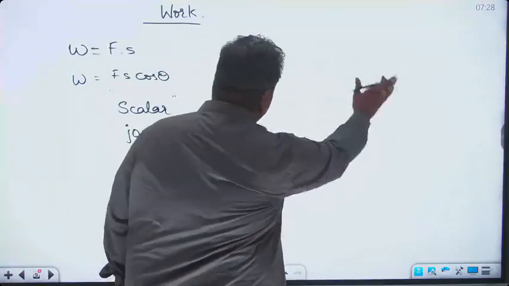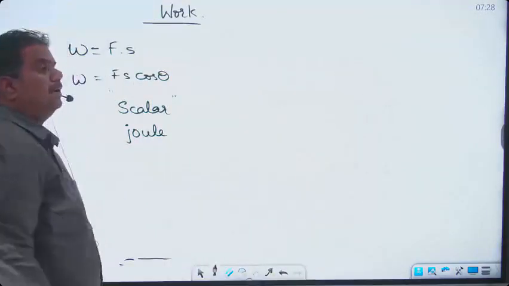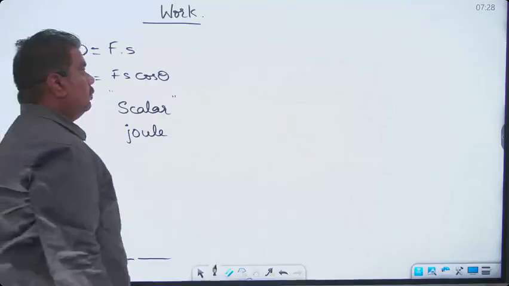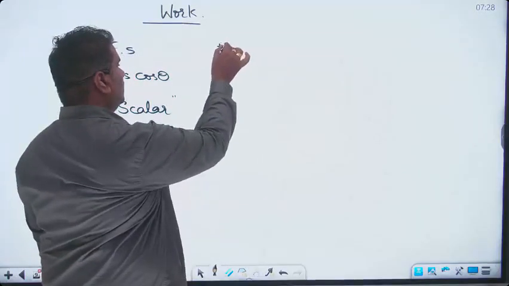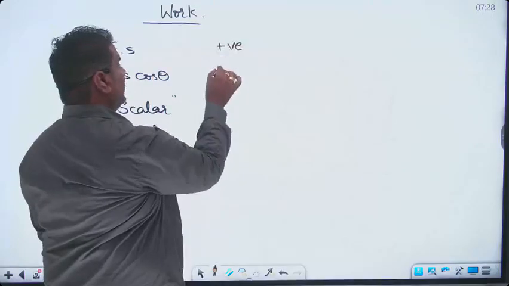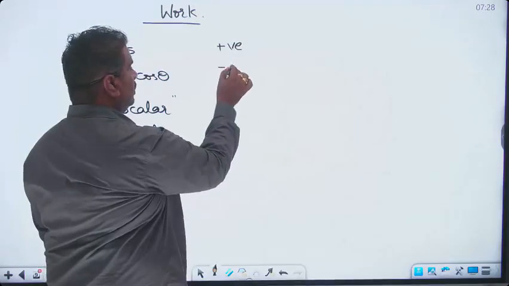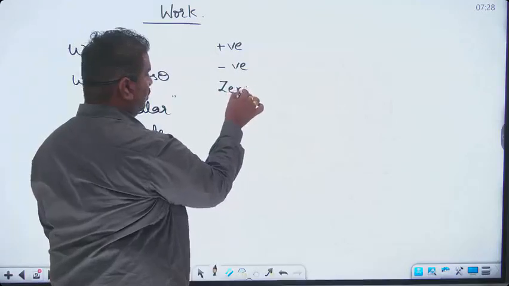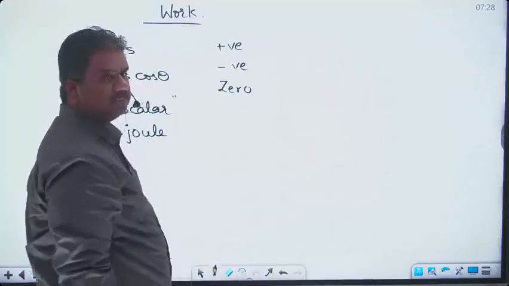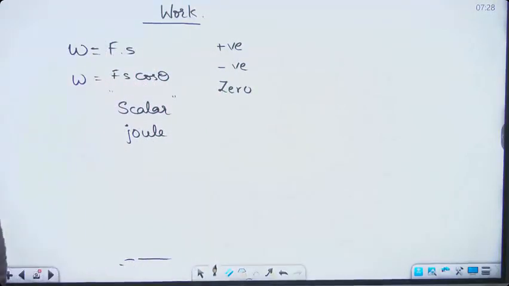Now the question is, when talking about work, the work done can be positive, the work done can even be negative, and the work done can even be equal to zero.